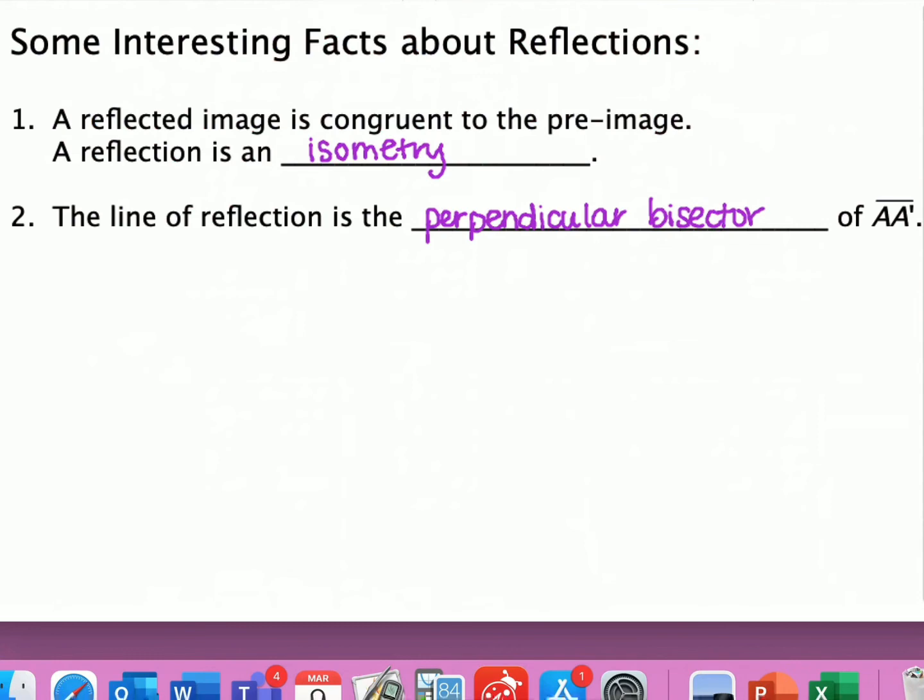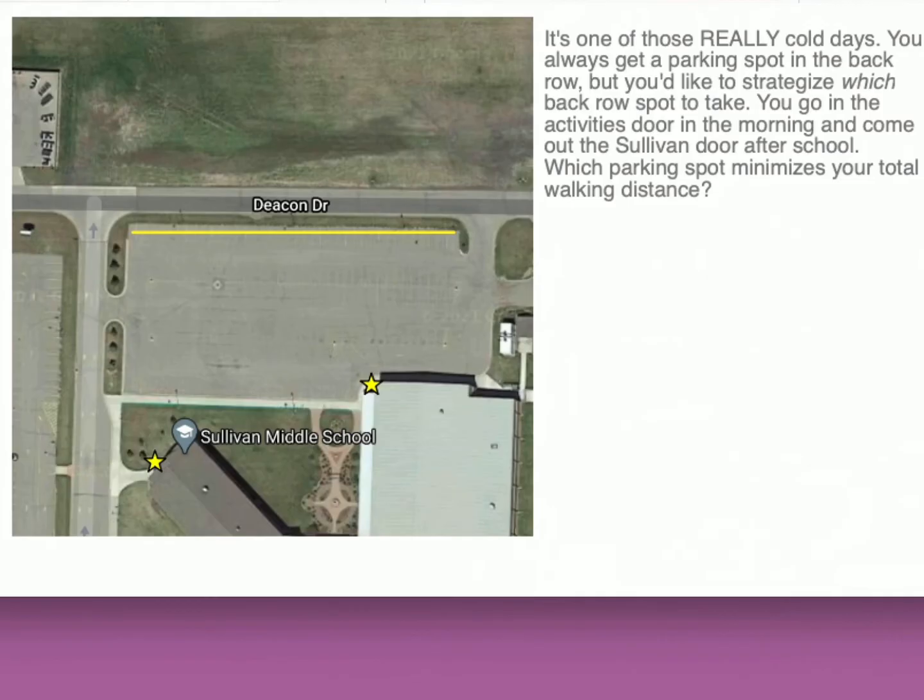Perpendicular bisector. Here's a little picture of our parking lot. It says it's really cold today, and you always park somewhere along that back row of parking spots. And you go in the activities door, and then when you come back out, you come out the Sullivan door.